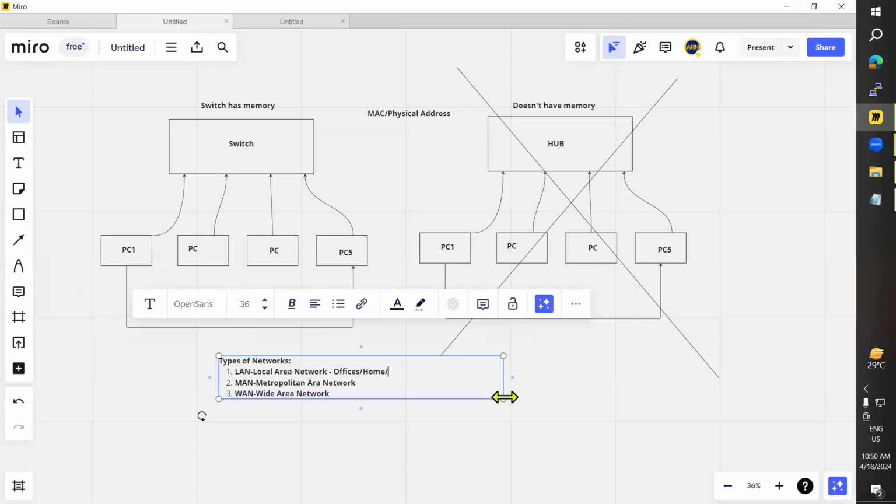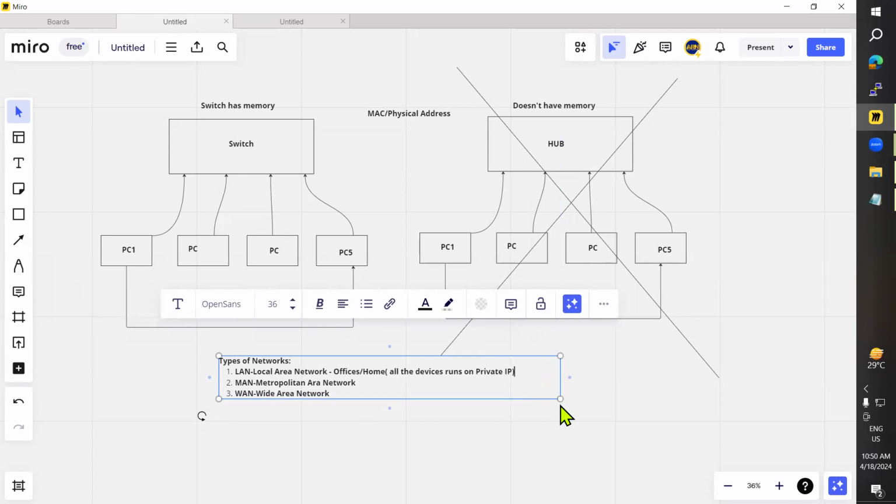In this network, all the devices run on private IP addresses. Then how do they get the internet? If they're on a private network with private IPs, a private IP cannot communicate with a public network, so we cannot get the internet. So later I'll discuss how we will get internet on private networks. Okay.